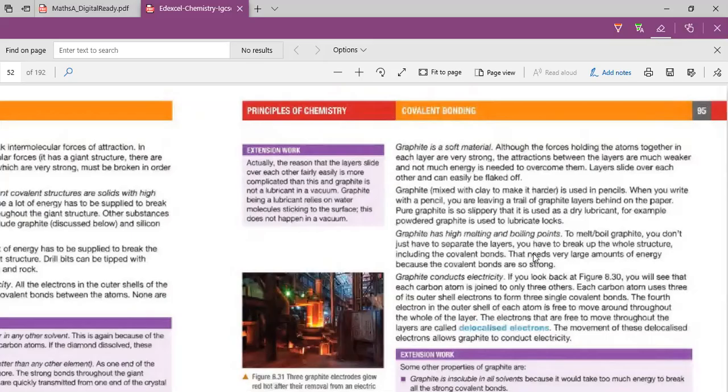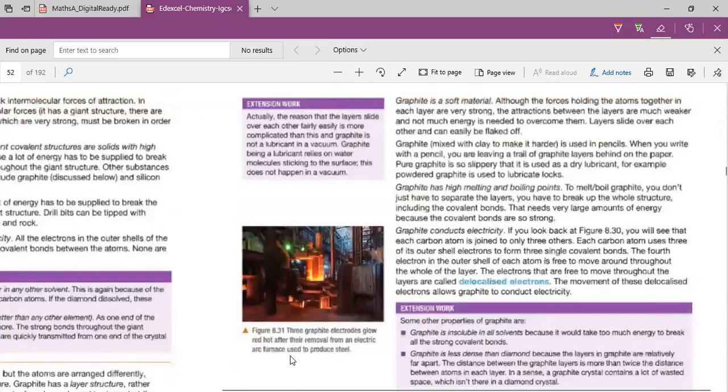And we say graphite conducts electricity. Why does graphite conduct electricity? It doesn't have free ions, so why? Because the layers can slide on top of each other, and as a layer moves from one point to the other, they can transfer electricity. That's why graphite is a good conductor of electricity.